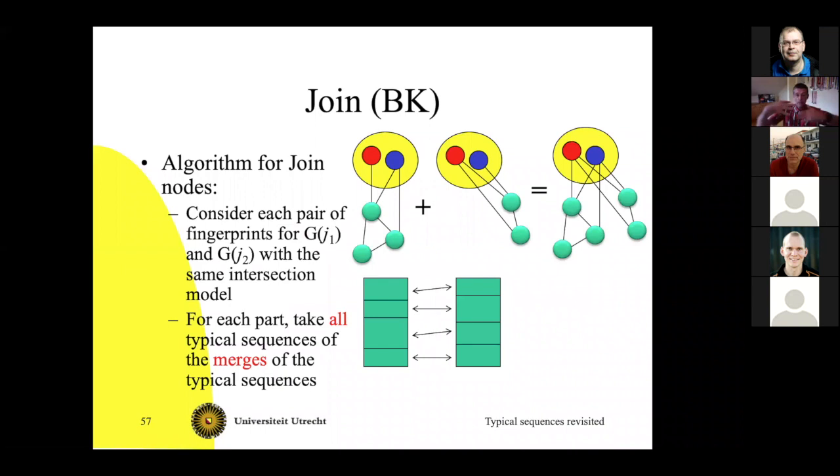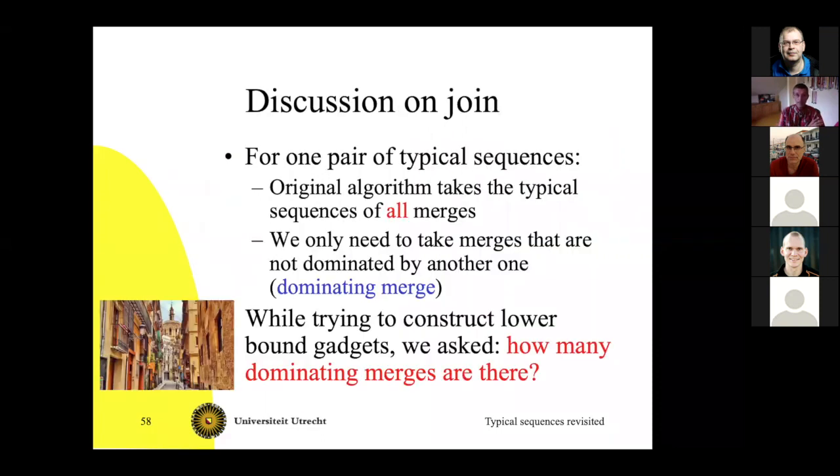And this is what happens in the join. We first split our tables into those parts which have the same intersection model, and for every intersection model we take all typical sequences of all the merges of the typical sequences in these subparts. Now, the original algorithm takes the typical sequences of all the merges, but actually we only need to take merges that are not dominated by another merge. So we only need to take dominating merges.